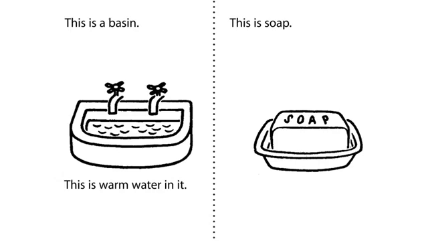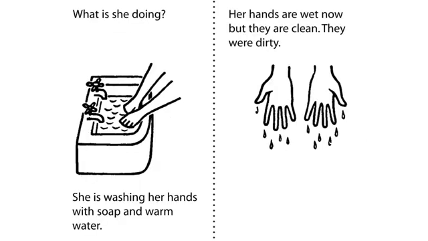This is a basin. There is warm water in it. This is soap. What is she doing? She is washing her hands with soap and warm water. Her hands are wet now, but they are clean. They were dirty.